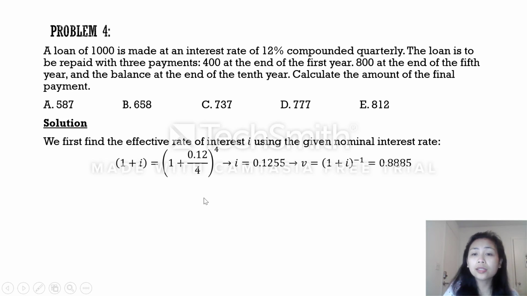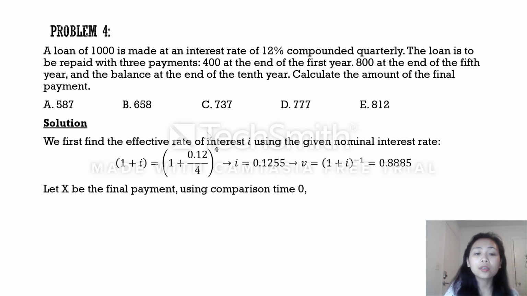What we need to do next is bring all the money back to one common comparison day to find the final amount. So here I'm going to choose time 0 as the comparison day. So let X be the final payment. Using comparison time 0, we have 1,000 at time 0, so it's just 1,000 on the left hand side. Now we look at the payments. 400 at time 1. So it's 400 times V, because from time 1 bring to time 0 we multiply with V.